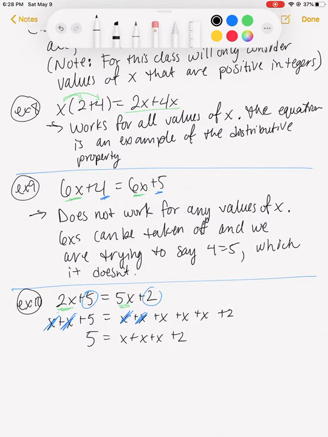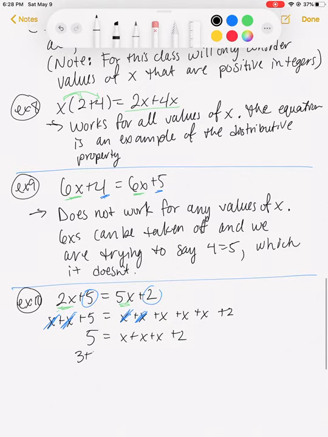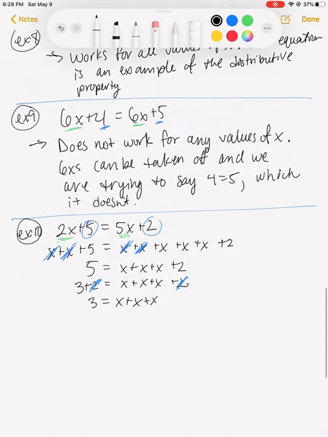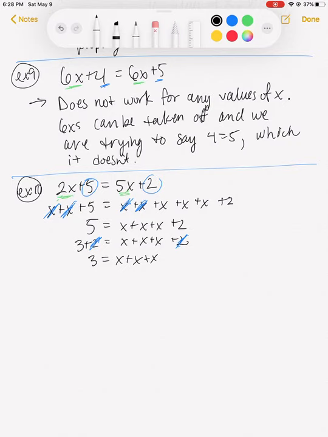So my 5 and my 2. I need to separate my 5 into 3 plus 2. My x's I'll copy down, and the 2 there, so that the 2's can be eliminated from either side. And I have 3 is equal to x plus x plus x. So what I need to do is separate my 3 into 3 numbers that add together, which happens to be 1 plus 1 plus 1 equals x plus x plus x. So x is equal to 1 is my answer. There are 3 x's there, there are 3 1's.